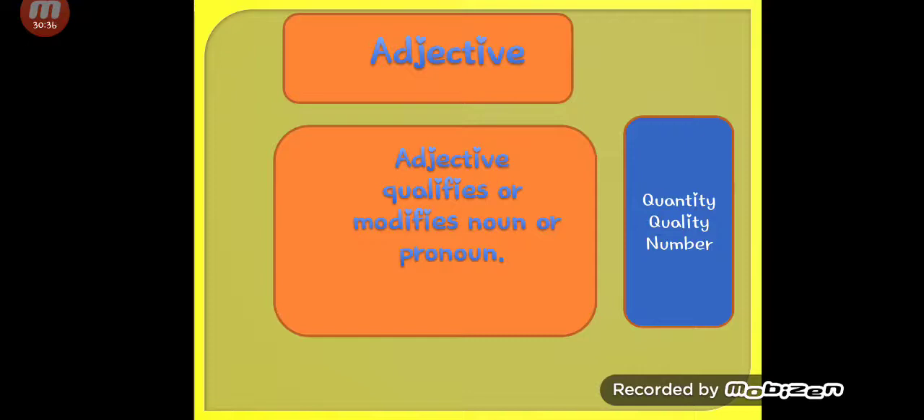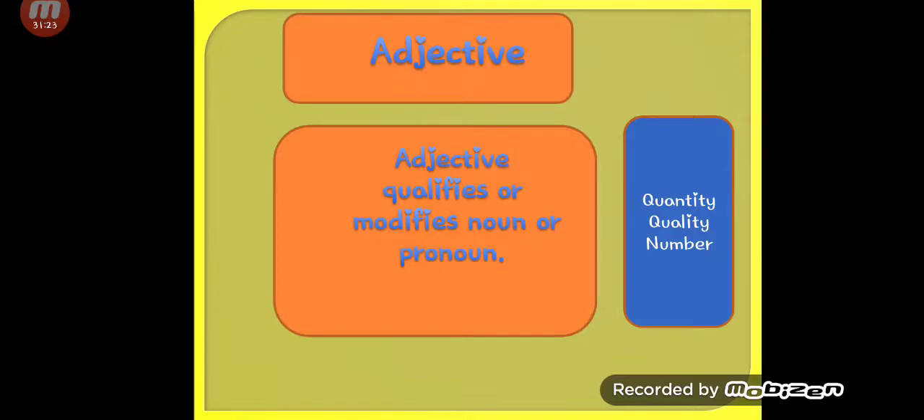Adjectives. To add some qualities or modifiers to the noun, adjectives are used. They are also known as modifiers. For example, the child is cute. Or a beautiful young Indian lady. A modifier is used. There are also adjectives of quantity, quality and number.